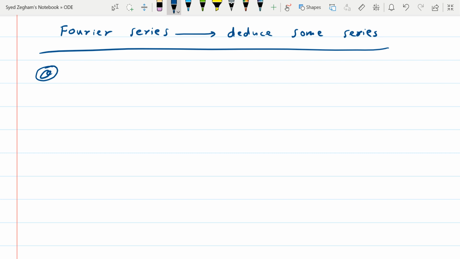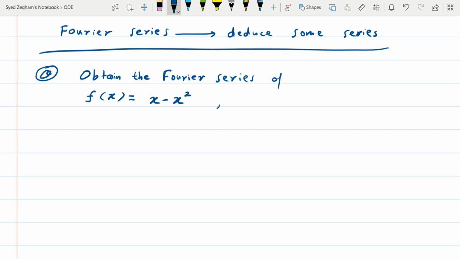Let me take a question. Let us say, obtain the Fourier series of, let us say, the function f(x), which is defined as x minus x square over the interval minus pi to plus pi, right?